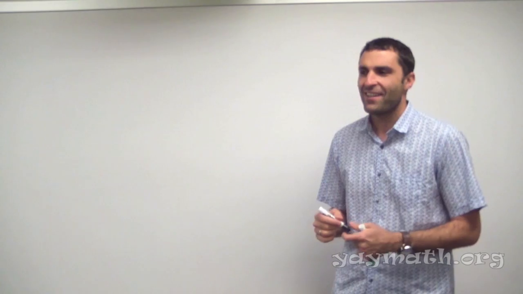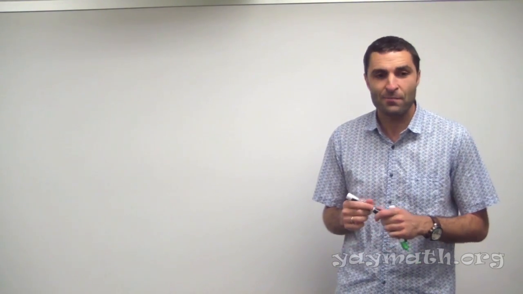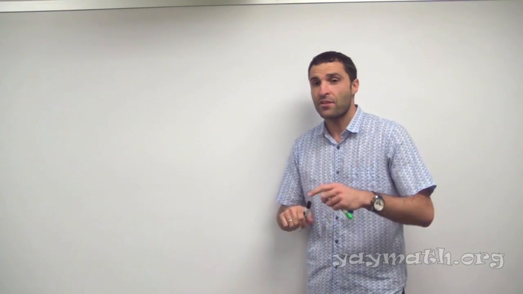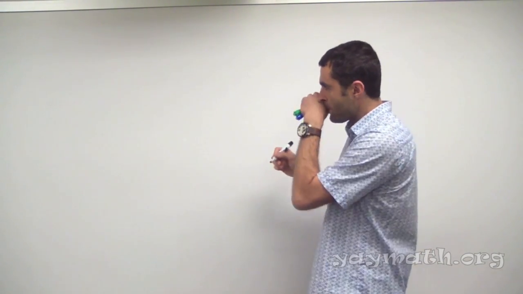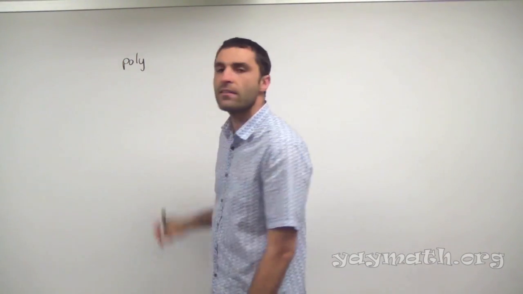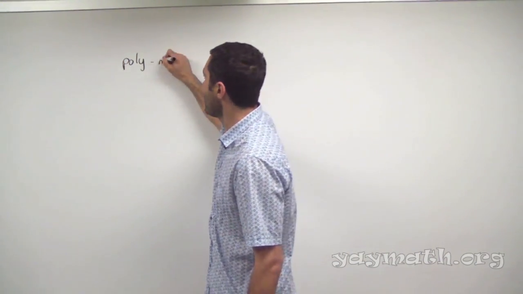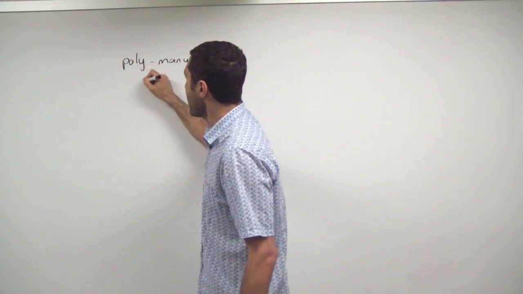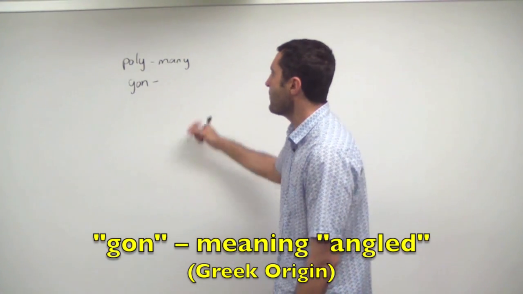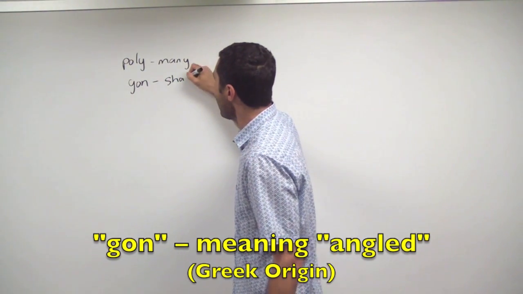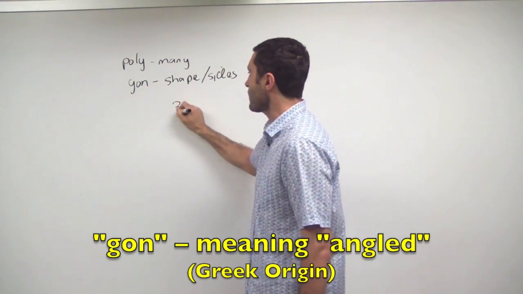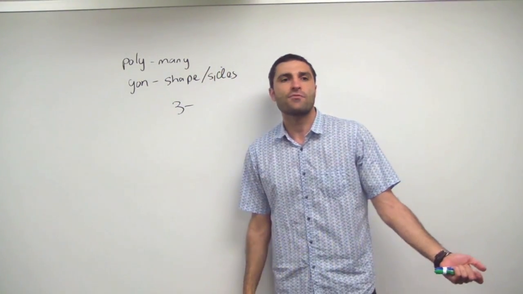Today we're going to be doing angles of polygons. It's actually pretty interesting, and I hope you learn a lot from it. Let's start with what a polygon is. What does the word poly mean? Many, right? And gon is like a shape with sides. Let's say a polygon has 3 sides, what's that called?